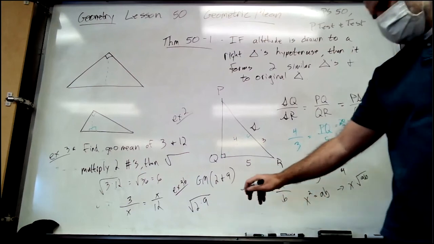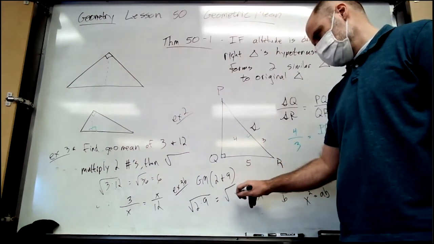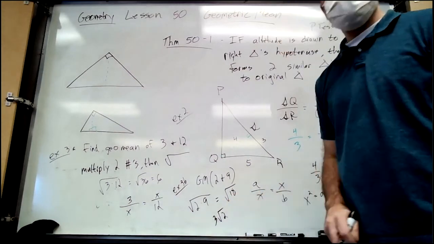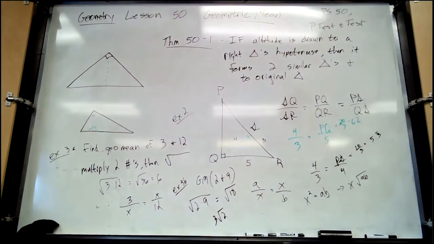And then from that, it's 3 radical 2. Nice job. Wow, it's hard to be that smart. All of you should know that the answer is square root of 18.